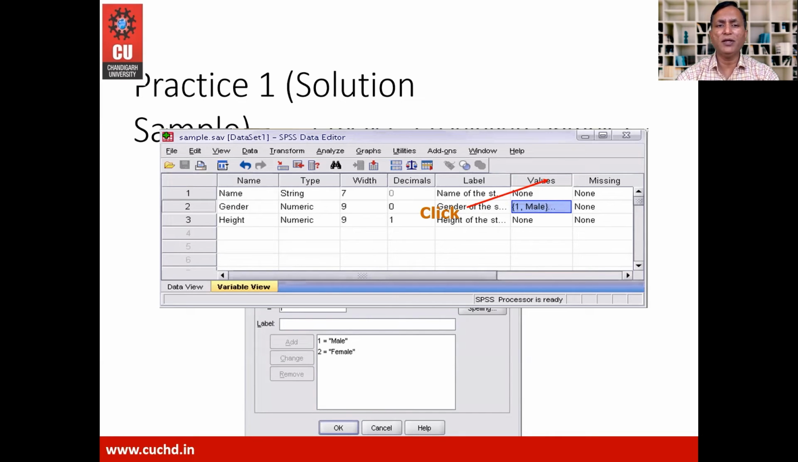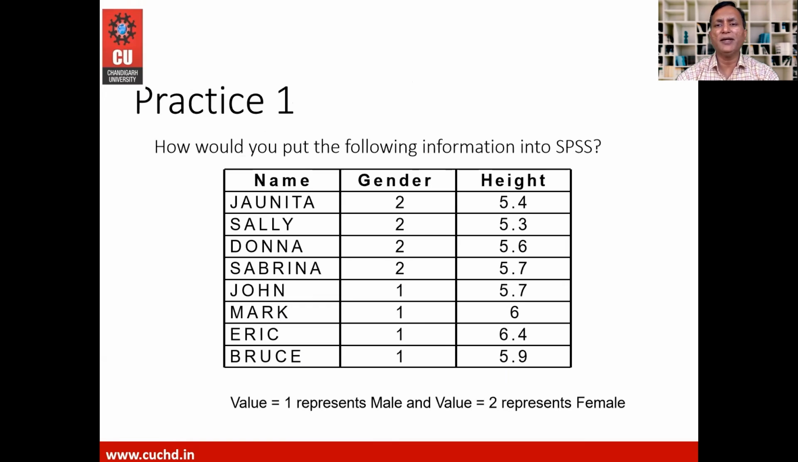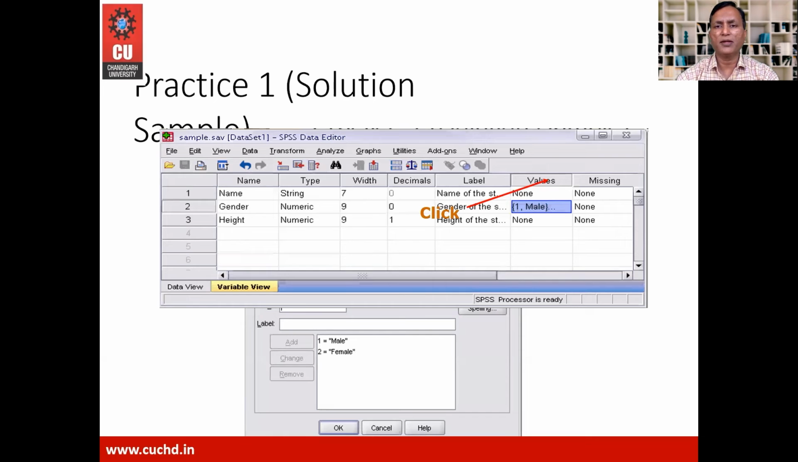We have entered 3 variables, that is name, gender, and height. Herein you can see that we have defined name as a string variable and gender and height as numeric variables. Different widths we have taken up, 7 and 9, right? And then decimal places, you can see for name and gender, we are saying it is 0, 0. And for height, we have used 1 decimal place, because in the question you can see the height is written like 5.4, 5.3. So it is up to 1 decimal place, right?